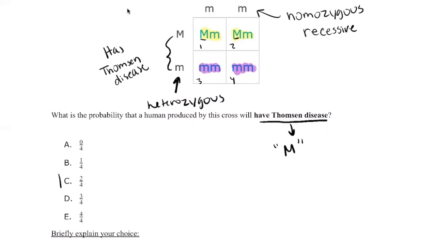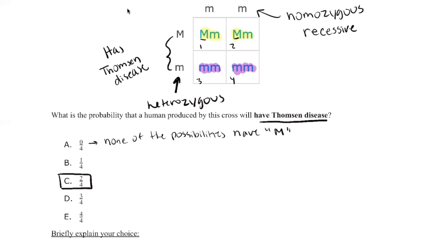I'm going to fix that. There we go. So the answer for this one is 2 out of 4. 0 out of 4 would mean that none of the possibilities have this capital M. That's not true though.